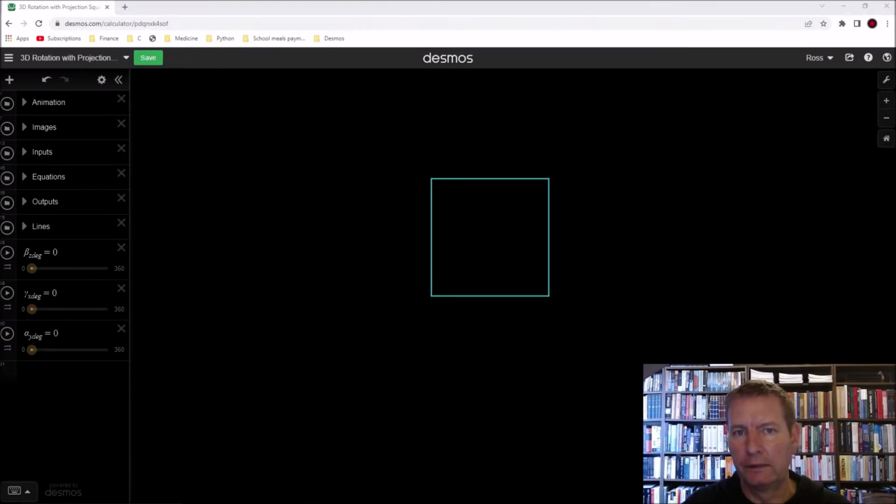Now let's look at rotating a 3D object. We're going to use the cube because it's quite a simple one for us to get started with. In order to generate a cube, we can think of 4 points, 1, 2, 3, 4, and we can join the 4 points together with 4 lines.